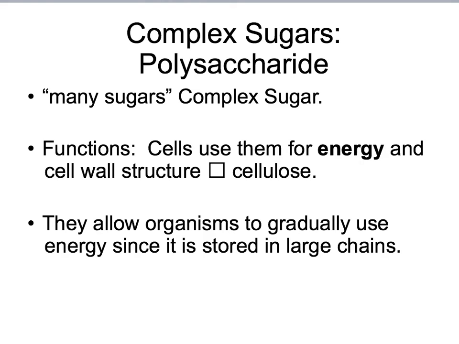So those large chains have a lot of bonds. So as those bonds are broken, that releases a lot of energy. These are used in the cell walls for structure. In plants, they're stored in the form of cellulose to help maintain the support for the cell walls.